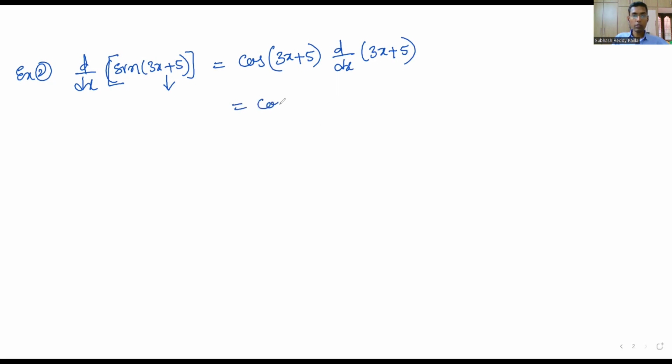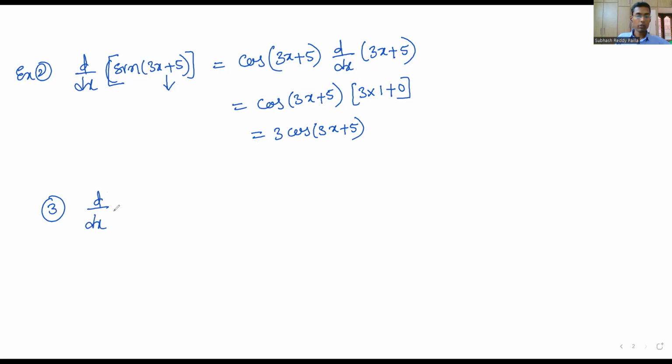So this is cos of 3x plus 5 into d by dx of 3x plus 5, which is 3 into 1 plus 0. So the answer is 3 into cos of 3x plus 5.